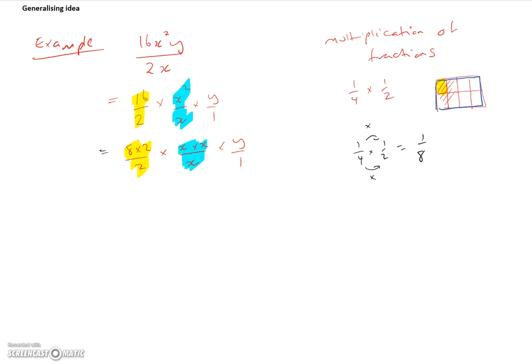Okay, so now where are my cancellations? So I have cancellation here, and one of my x's cancel from the numerator and the denominator. And so what am I left with? I get 8 on 1 times x times y. So what's my final answer? It's just 8xy.